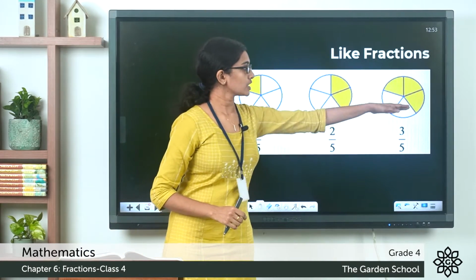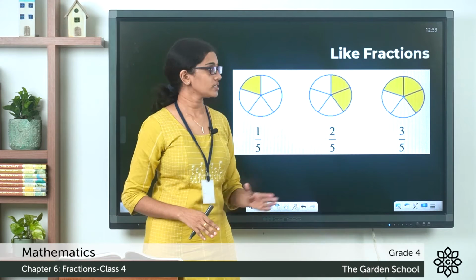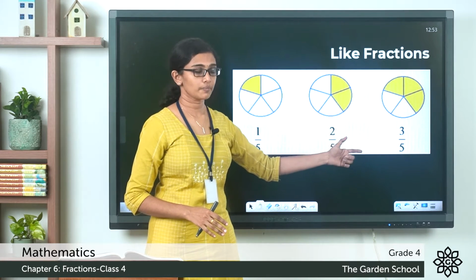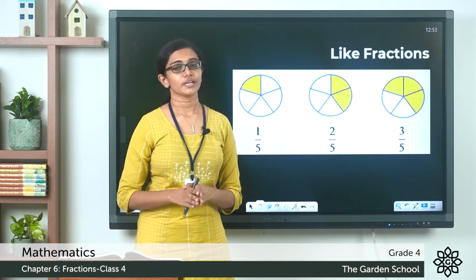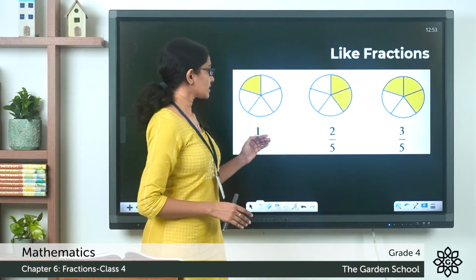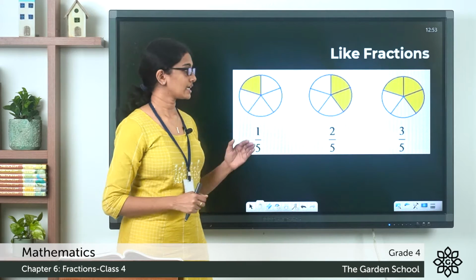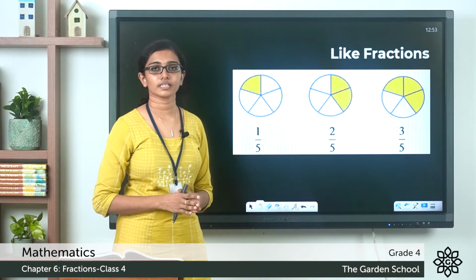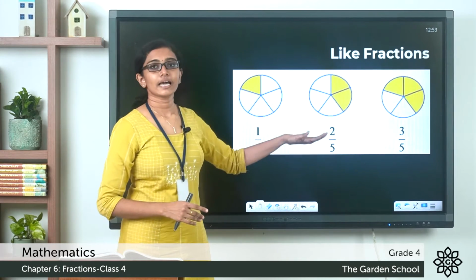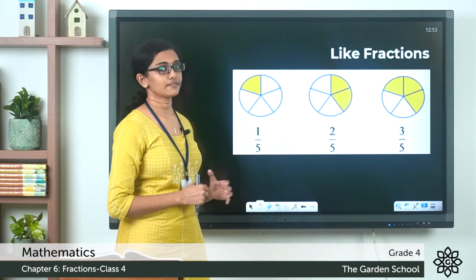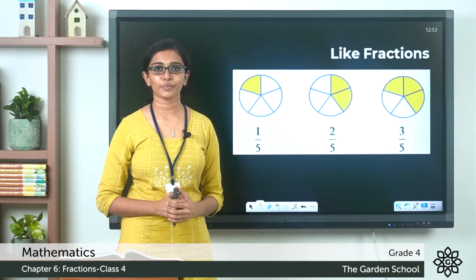Similarly, here 3 parts are colored. So the fraction in this case, which is of the colored part, is equal to 3 by 5. You see, the denominator or the total number of equal parts is the same in all these cases. Fractions like these are called like fractions. I hope you are clear with this now.